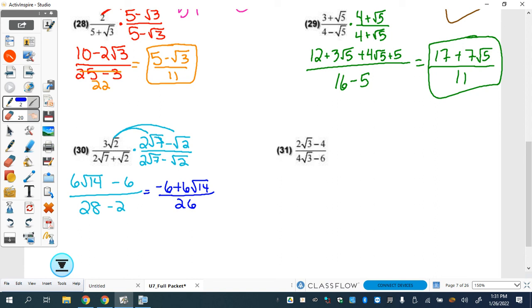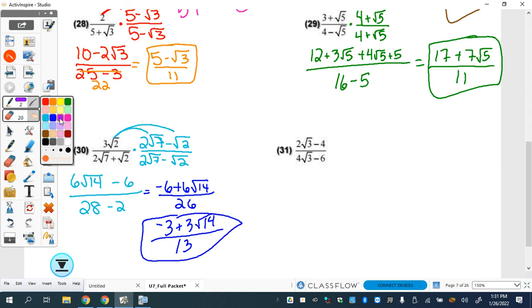I can reduce the 6 and the 26 by what? 2. So negative 3 plus 3 radical 14 all over 13. All right, one more. So multiply top and bottom by 4 radical 3 plus 6. Give you a minute. Go ahead and try that one.